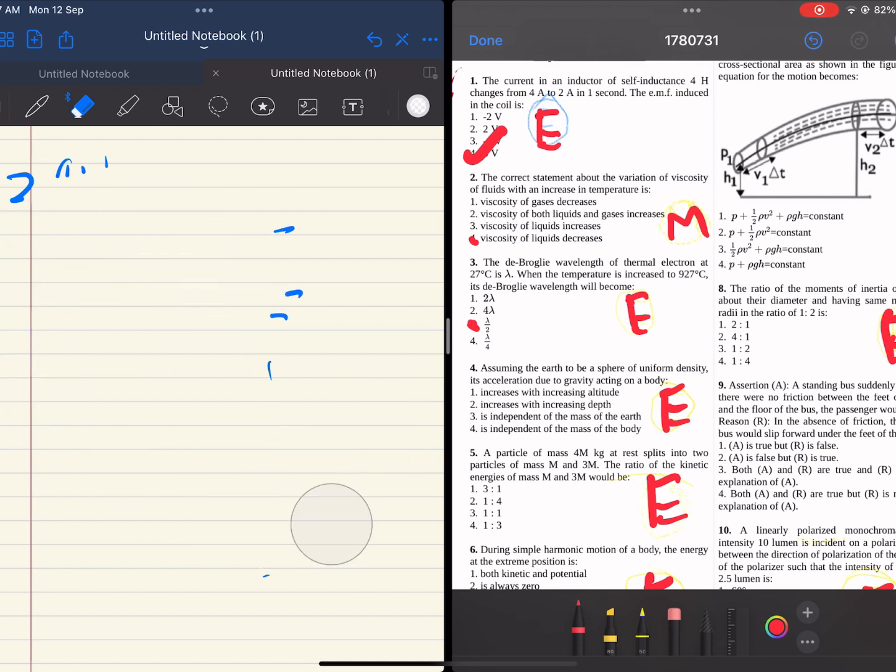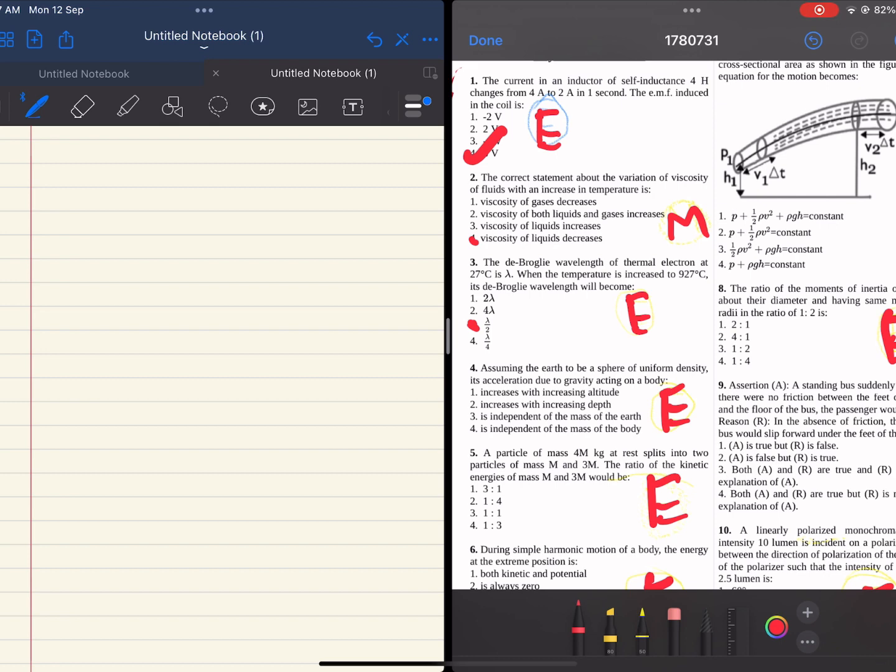Now the fourth question: assuming the earth to be a sphere of uniform density, its acceleration due to gravity acting on a body. If the earth was not of uniform density, then what would happen? Then we have to take an element and integrate to find out. If you remember, we had Gauss law for electrostatics. We can do it in a similar way to find out the gravitational field, using Gauss law for gravitation by analogy. How do we do that?